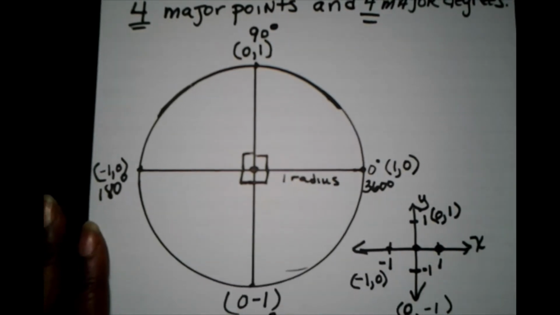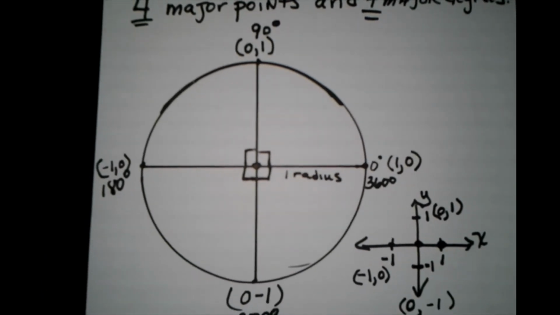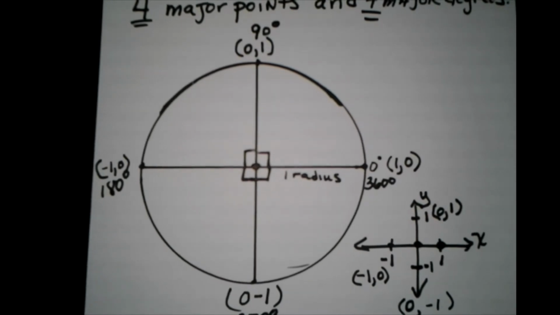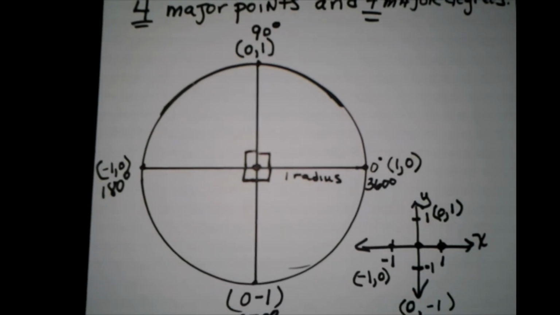We're not looking for 5 out. We can always shrink a diagram to make it 1 radius so that it's easier to work with. There's a lot of information on the unit circle, and the unit circle will help you solve many situations. Okay? So that's very important that you understand that.